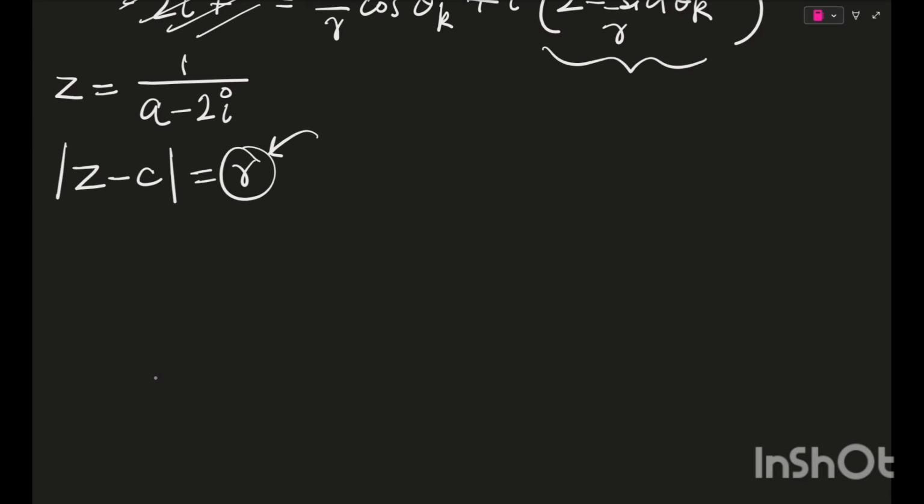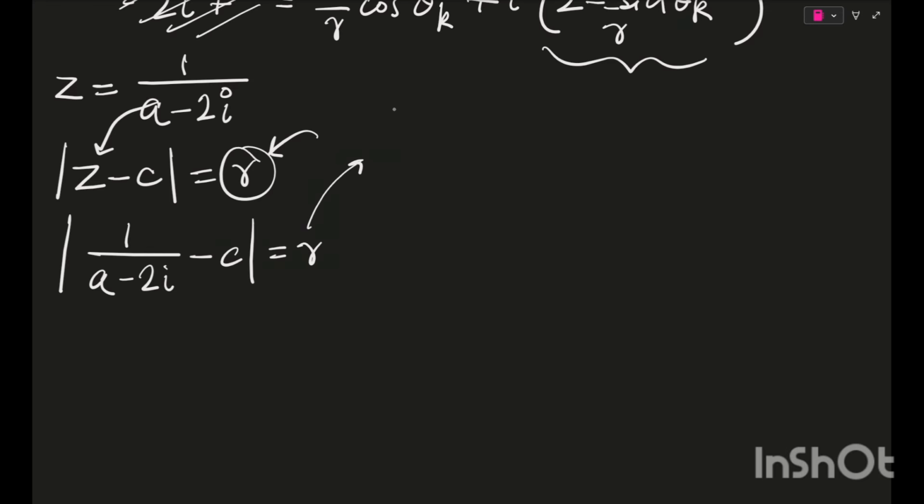So right now I am putting this into this equation. So |1/(a − 2i) − c| = r. If we do a little bit of calculation, this will be |1 − c(a − 2i)| = r|a − 2i|.